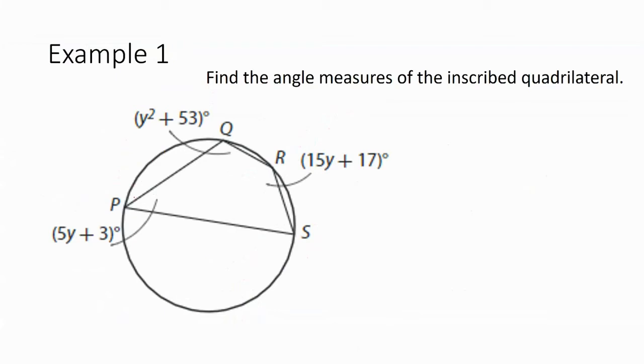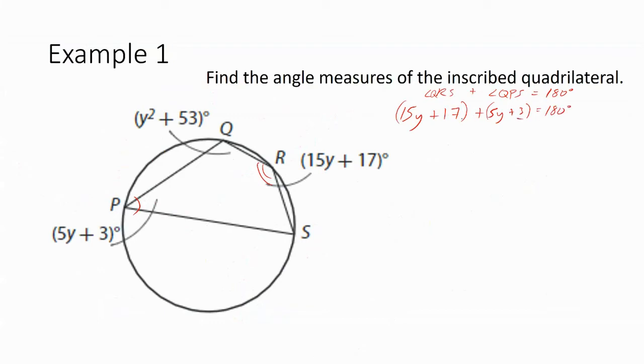So first things first, I notice that angle P and angle R, those are on the opposite sides, right, opposite angles, and they have to be supplementary. That means they have to add up to 180 degrees. So that means 15y, tell me why, plus 17. Okay, so again, angle QRS plus angle QPS have to add up to 180 degrees. So again, that's the general idea. So we have angle QRS being 15y plus 17, plus angle QPS, which is 5y plus 3. And they all have to add up to 180 degrees.